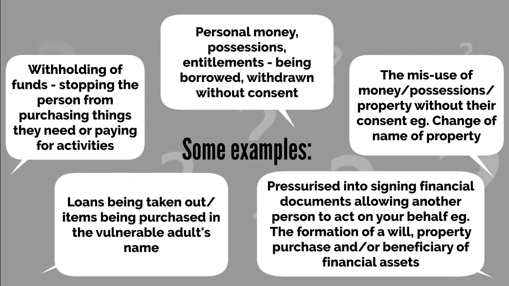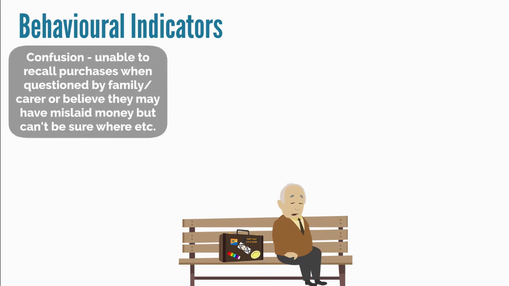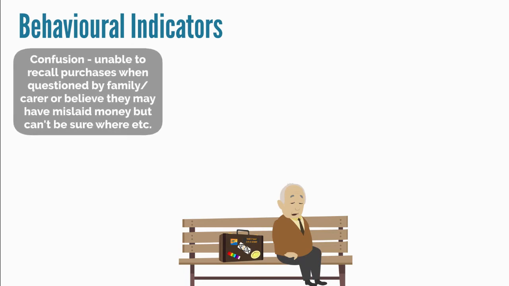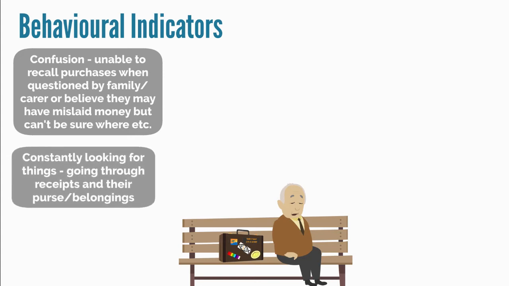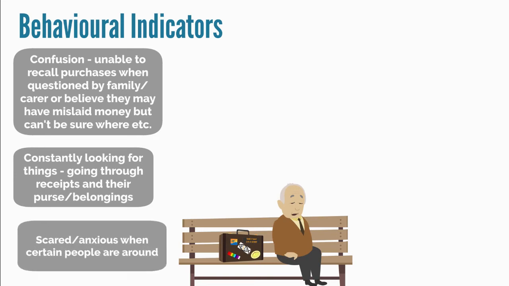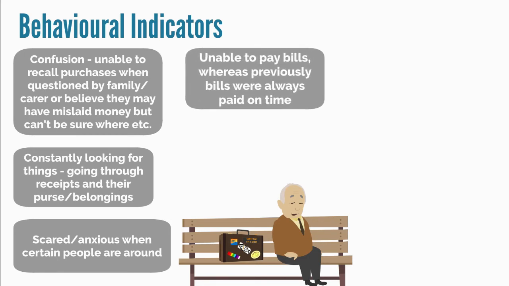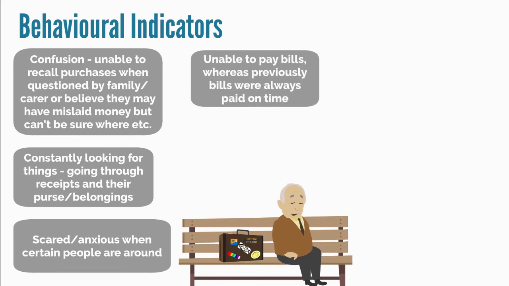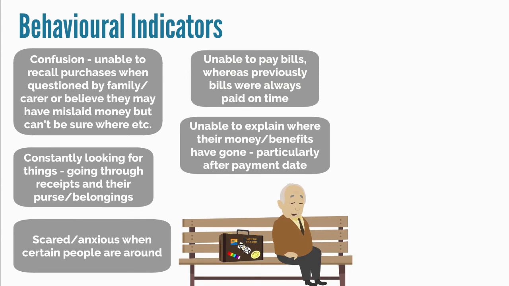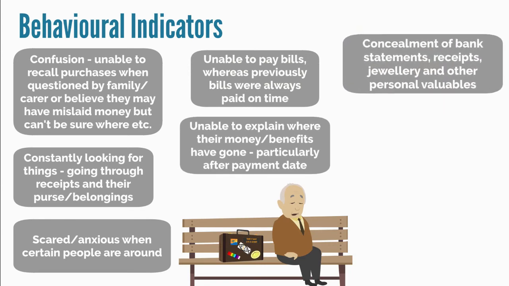Behavioural indicators can be confusion, unable to recall purchases when questioned by family, carer, or believe they may have mislaid money but can't be sure where, etc. Constantly looking for things, going through receipts in their purse, belongings. Scared, anxious when certain people are around. Unable to pay bills, whereas previously bills were always paid on time. Unable to explain where their money, benefits have gone, particularly after payment date.